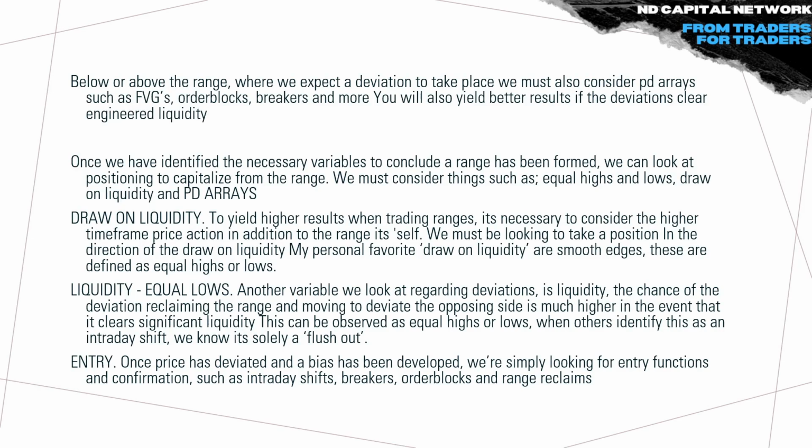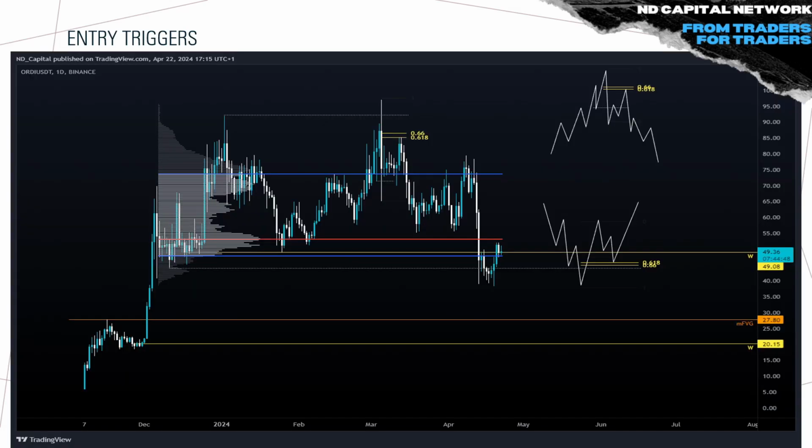And in terms of entry, once price has deviated, a bias has been developed, and we're simply looking for entry functions and confirmations, such as intraday shifts or breakers. Entry trigger, this is an example. So pretty much this schematic is very clean. This is an altcoin, I just searched for the perfect example.